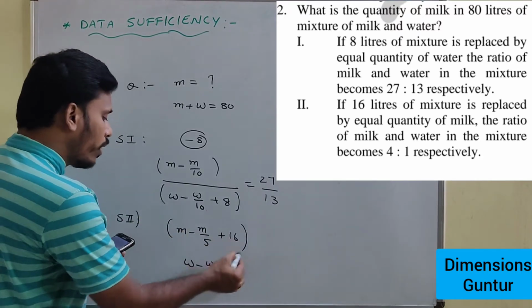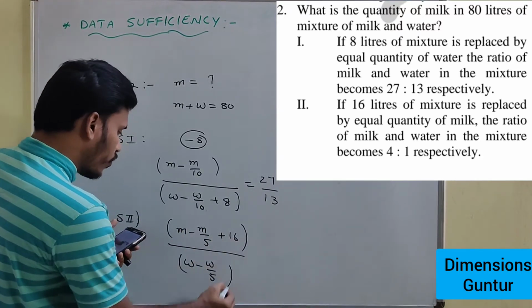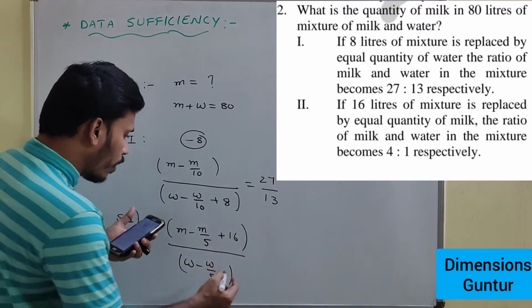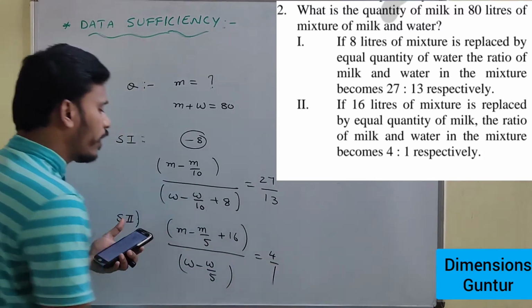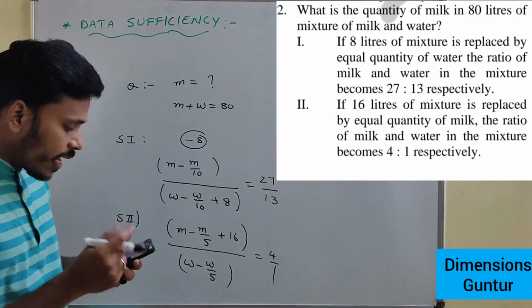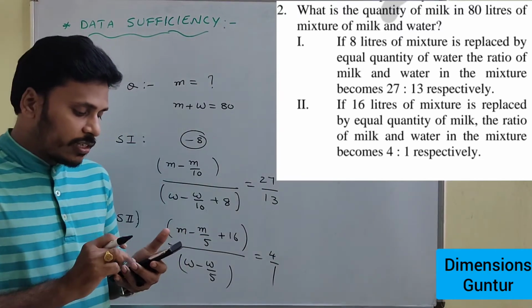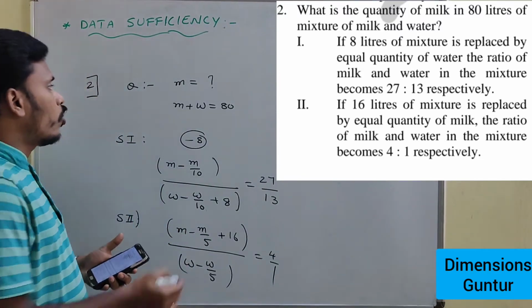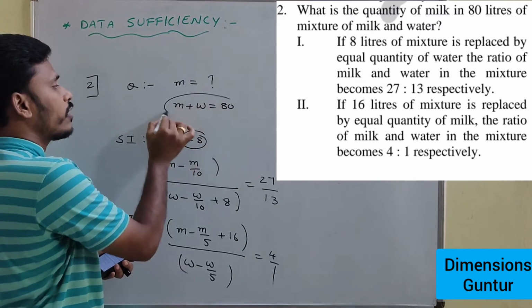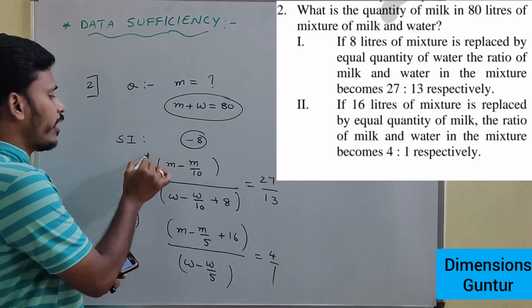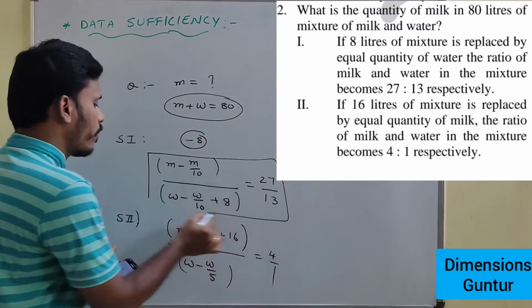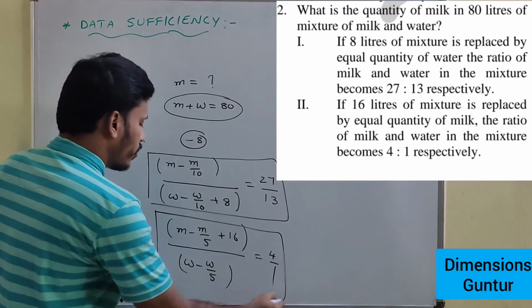And now this is the new milk and this is the new water. This ratio is given as per the problem. This is equal to 4 by 1. So we need some idea related to alligations and mixtures, right? So statement 1, the question part is m plus w is 80. Statement 1 is this relation. Statement 2 is this relation.